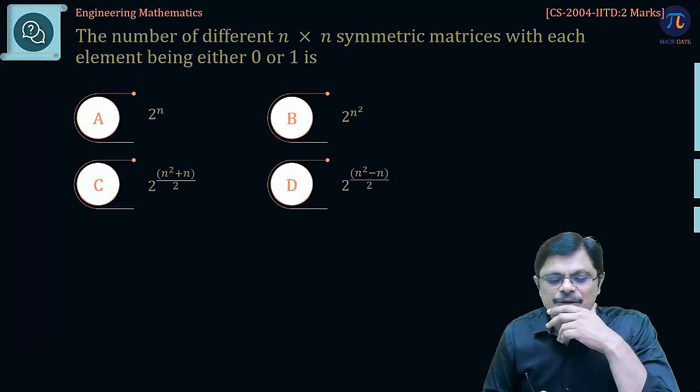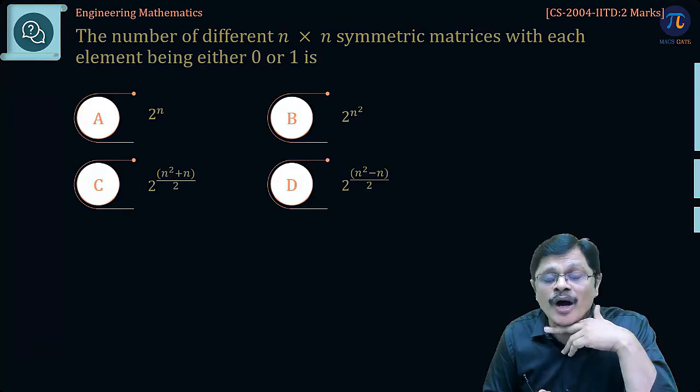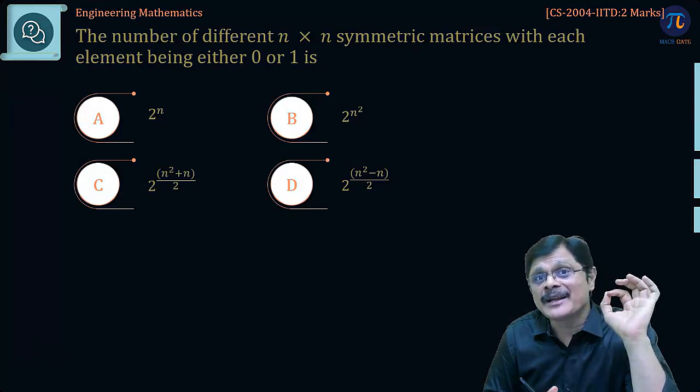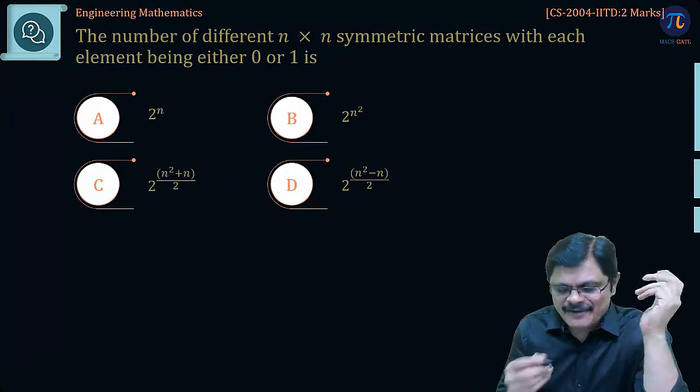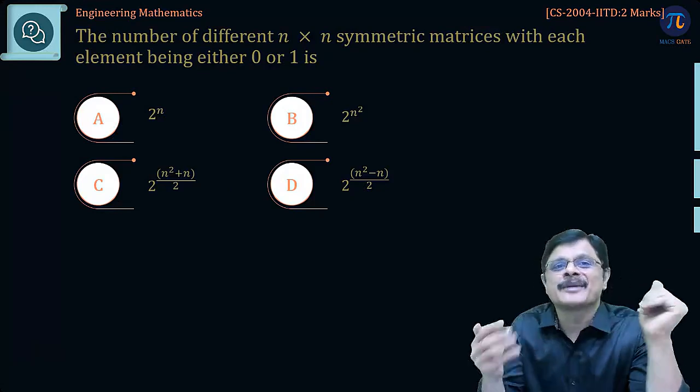This is a very interesting question. The number of different n by n symmetric matrices with each element being either 0 or 1 is what? See, here we are having an n by n symmetric matrix. First of all, let us solve it for a square matrix, then we will try to do it for a symmetric matrix.